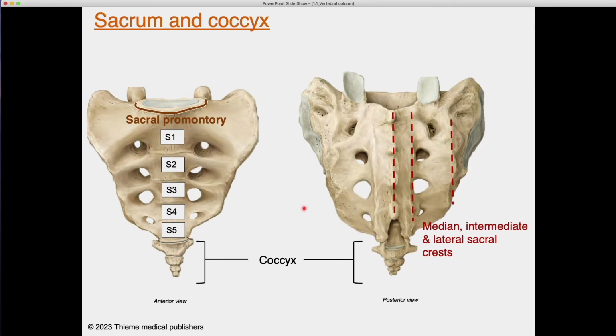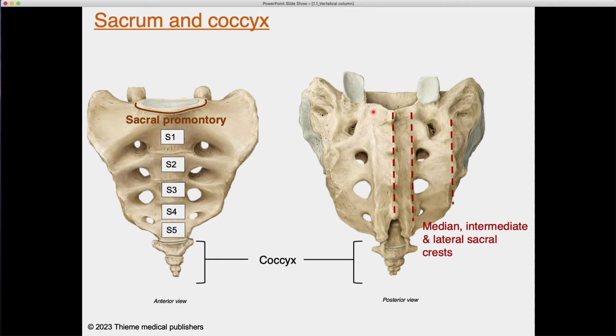So now let's go all the way down and look at the anatomy of the sacrum and the coccyx. So I mentioned earlier, the sacrum is this triangular shaped bone, which is formed by the fusion of sacral vertebrae S1 to S5. The superior and anterior aspect of S1 is a bit more prominent, so it's called the sacral promontory, and it's an important landmark for obstetrics. So this is the anterior aspect of the sacrum. This is the posterior aspect of the sacrum.